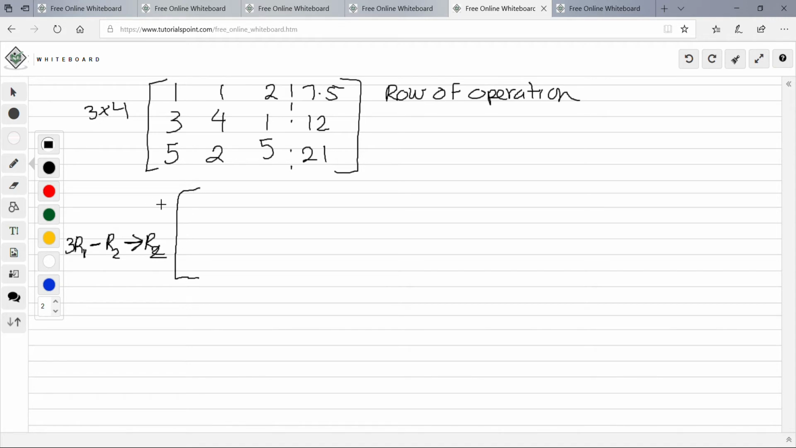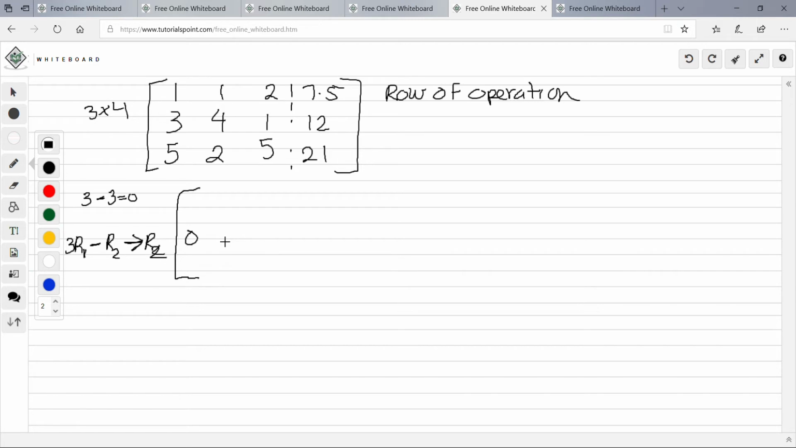So what I'm going to do is 3 times row 1 minus row 2. So here's row 1, so I'm going to times it by 3, and then I'm going to minus row 2, which here's row 2. So what is 3 times row 1? 3 times 1 is 3, right? And then minus row 2, which is 3. So that gives us our first column, which is 0.